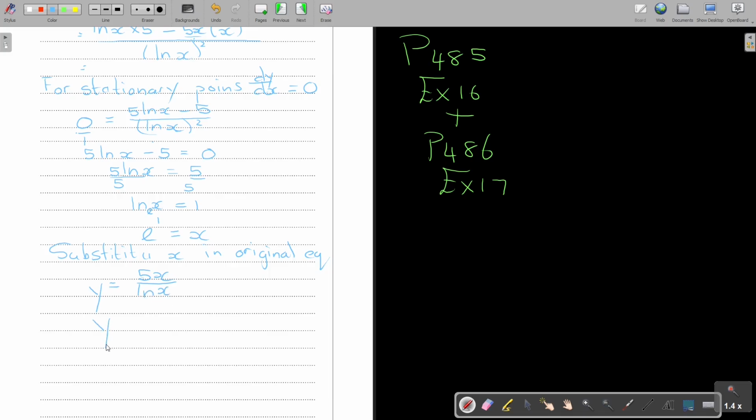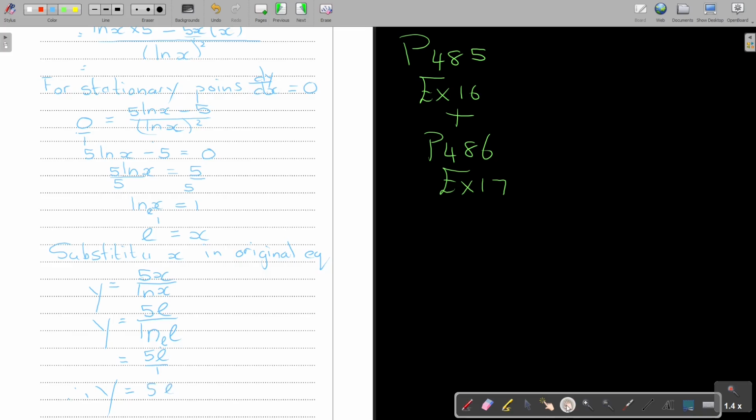So y is equal to 5e over ln, and in the place of x, e. Did you see that? But now don't forget that the base of ln is always e. And if I have ln e, what will that become? 1. So I will have 5e over 1, and that will be y is equal to 5e.